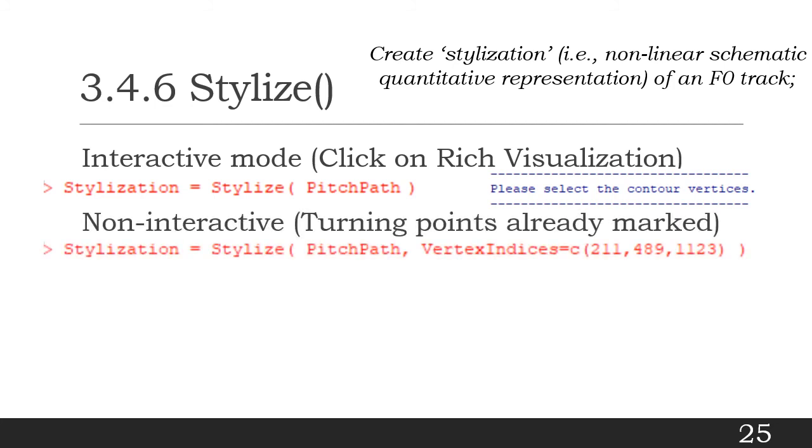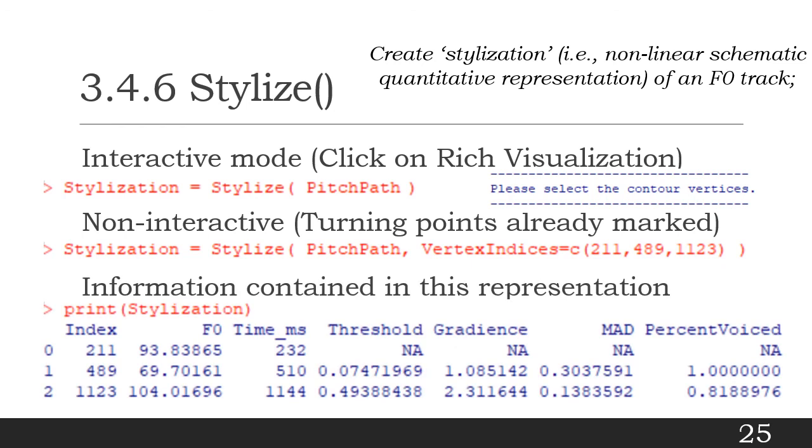There's also a non-interactive usage, and I have included this as well inside the code for reproducibility purposes. So if you already have marked the turning points, then you can say, okay, I want to create a stylization for this pitch object with turning points at the 211th pitch point, 489th pitch point, and 1123rd pitch point. And if you do these kinds of things and save it inside an object called stylization, then you can print that and you can see all of the rich information contained in this representation.